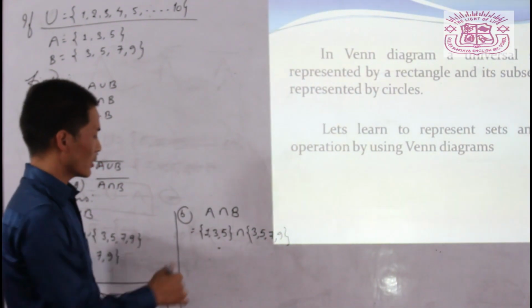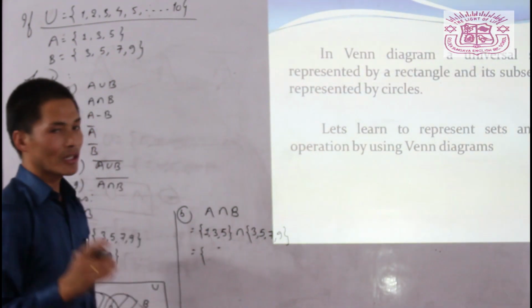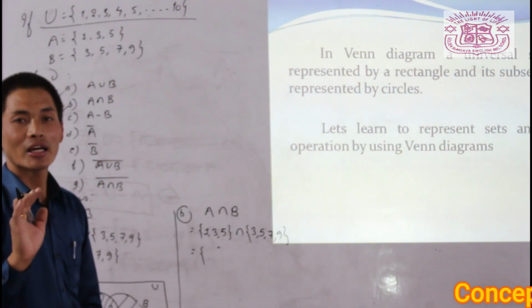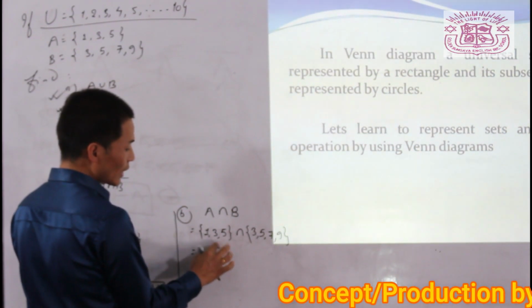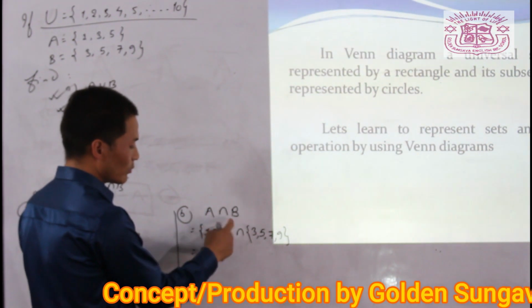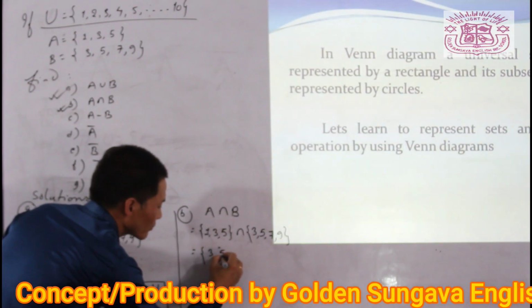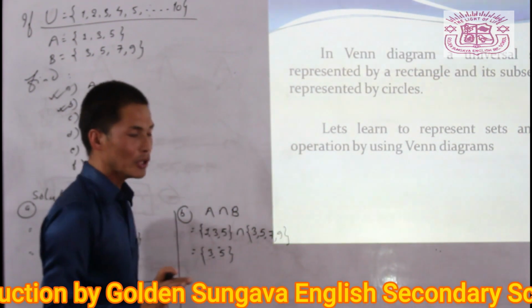We have discussed how to find intersection. Intersection means the elements that are repeated in both sets. You can see on the board that 3 and 5 are repeated in both set A and B. So 3 and 5 are the elements of A intersection B.